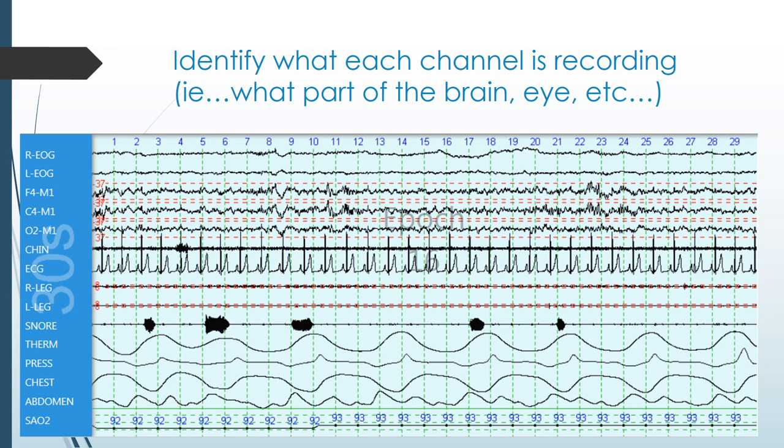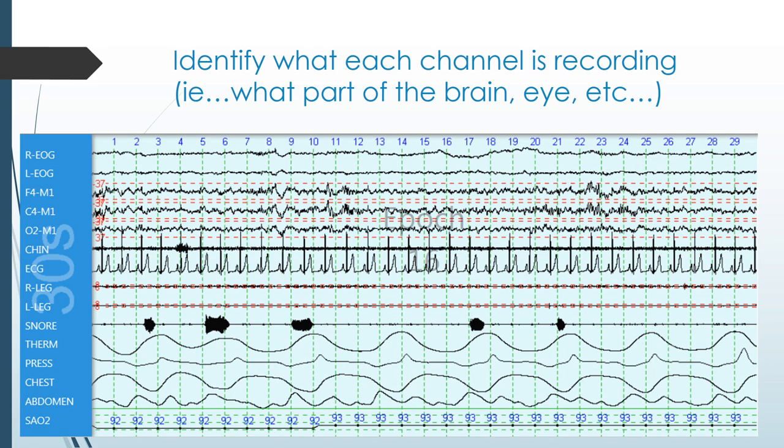You should be able to look at this with the montage setting there in front of you, and you should know what channel that is. Or if you see R-EOG, you should know that's the right eye recording. Or if you see O2 to M1, you should know, oh, that's recording the information on the right side in the occipital lobe. Okay?